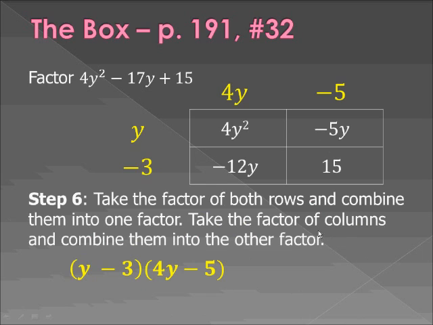Step 6, all you do is take the factor of both rows and combine them into one factor. So the columns, 4y minus 5 go here, y minus 3 go there, and you're done. So the box method is a little slow, but for some of you it might be the best way to get the most accurate answer instead of something that's quicker and dirtier.